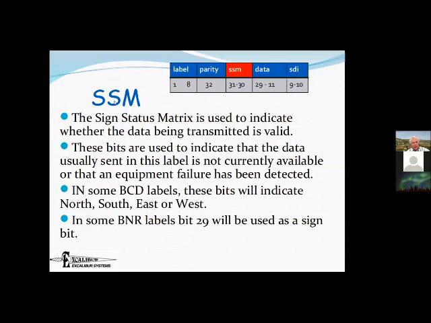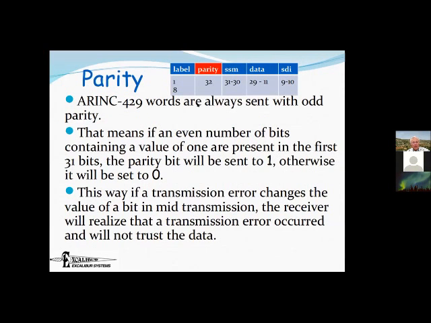Right. Okay, so that's SSM, and now we'll move on to parity. For those of you not familiar with parity, I'll give it a 20-second introduction. There are 32 bits in this word. 31 of them are what we've discussed until now: the label, SSM, data, SDI. And we would like some way of letting the receiver feel good that the data that was transmitted is the same as the data that was received.